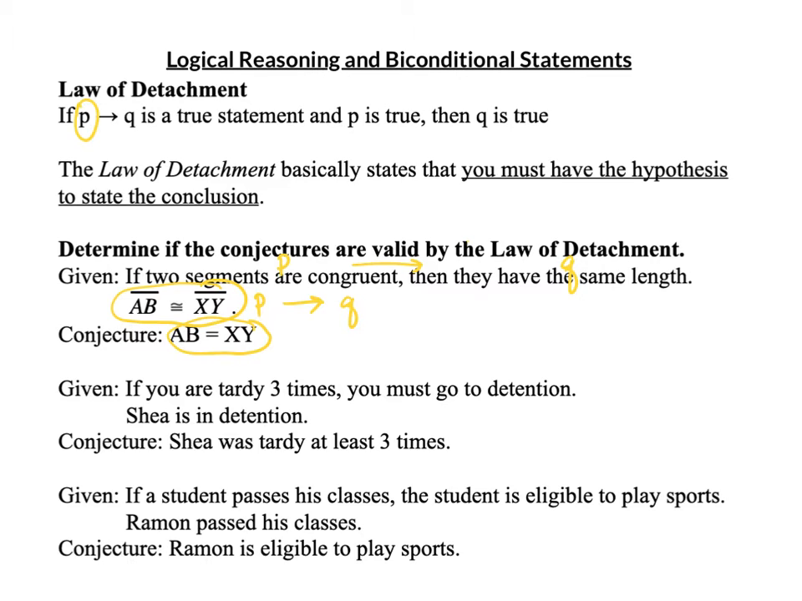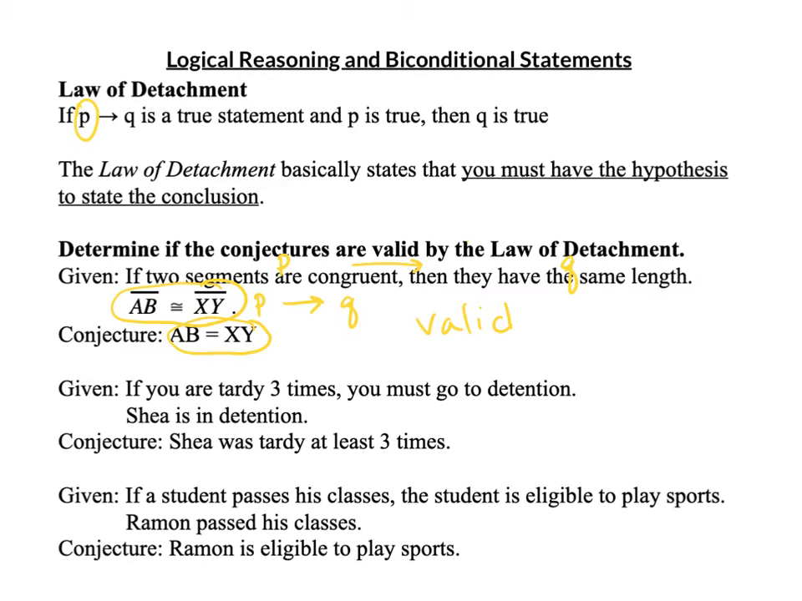Remember, when we write down segments without bars, we're talking about a length, and lengths are equal, so those two are equivalent statements. So this one's valid because they gave us a P implies Q, and they gave us the hypothesis, so we can state the conclusion.